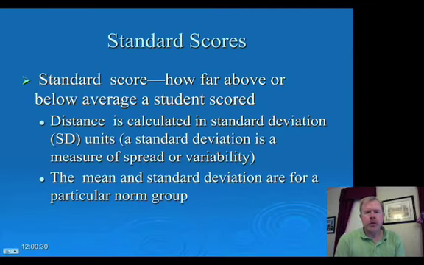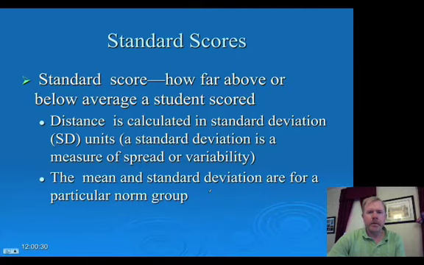So standard scores are how far above or below average a student scored. And it's all measured in standard deviation units, which I've obviously been alluding to this entire time. The mean and the standard deviation are for a particular group, and so we can't necessarily transfer from one to another.